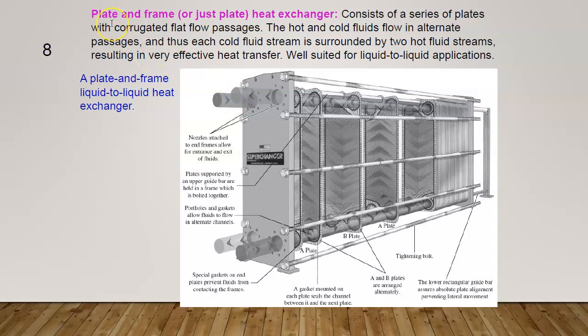Okay, the next one we have is a plate and frame, or just plate heat exchanger. We call it a plate heat exchanger. So this one is actually a symbol of a plate heat exchanger. This is A plate, for example, and then we have a B plate over here, and the A plate.